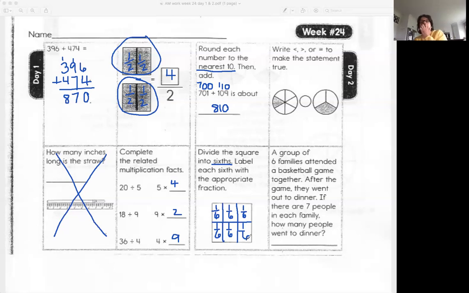Okay, moving on. We have another fraction question. We've been doing a lot of this the last week or so. Write less than, greater than, or equal to make the statement true. So when I look at my first circle, I count the number of equal parts. Remember, it's the process we start with. 1, 2, 3, 4, 5, 6. There's 6 equal parts. So that means they are sixths.